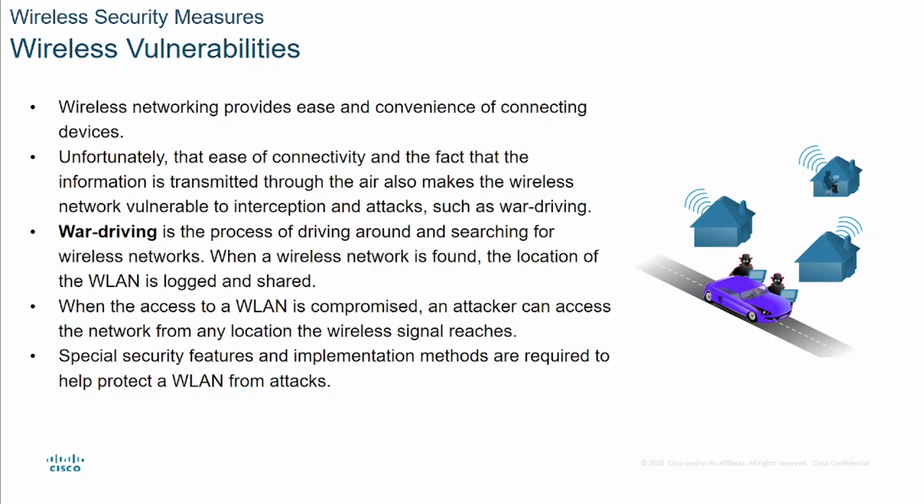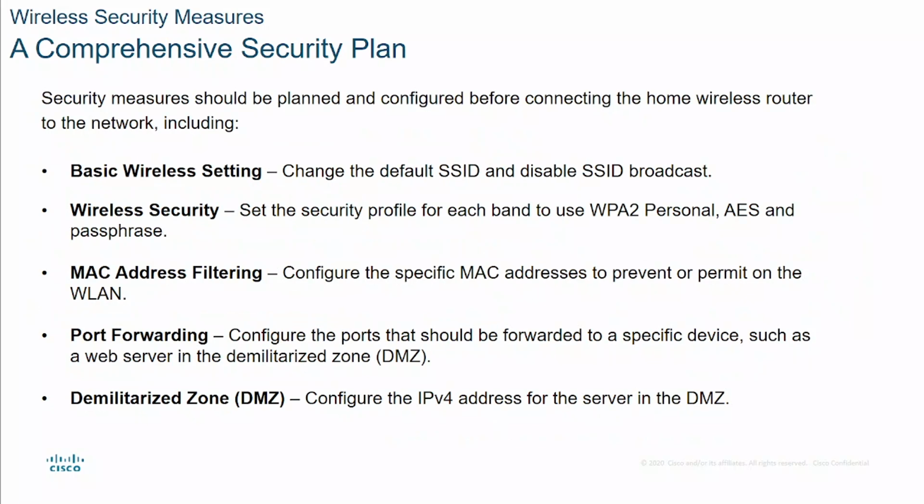War driving is the process of driving around and searching for wireless networks. When a wireless network is found, the location of the WLAN is logged and shared. When you say logged, the information is just taken down and shared. So when access to the WLAN is compromised, an attacker can access the network from any location the wireless signal reaches. Special security features and implementation methods are required to help protect a wireless LAN from attacks. So let's look at some of these measures.